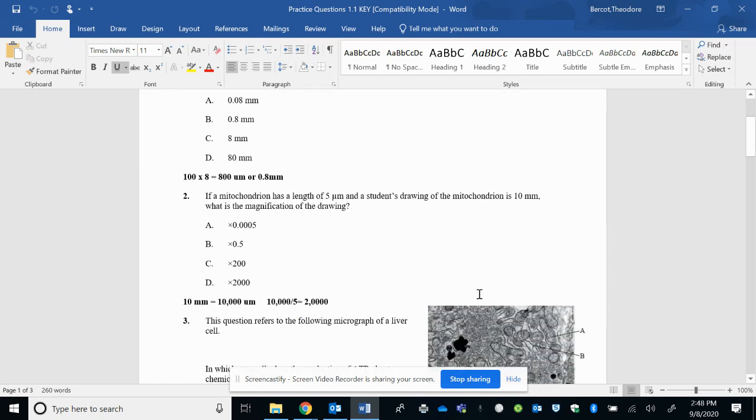If a mitochondrion has a length of 5 microns and a student's drawing is 10 millimeters, what is the magnification? So magnification equals the size of the image over the actual size of the specimen. The trick here is to convert them so they're both in millimeters or microns, and I decided to go with microns. So, that's a typo here. There. So the answer is D, 2000.